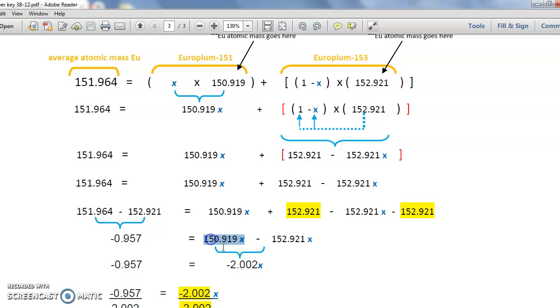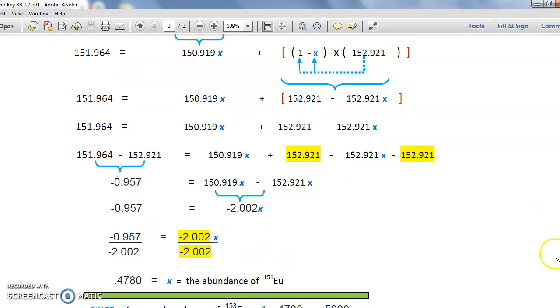Now we have 150.919X minus 152.921X. Since they both have X's in them, I can go ahead and subtract it. That would be 150.919 minus 152.921, which is minus 2.002X. I'm looking for X. X will give me the abundance of europium 151.